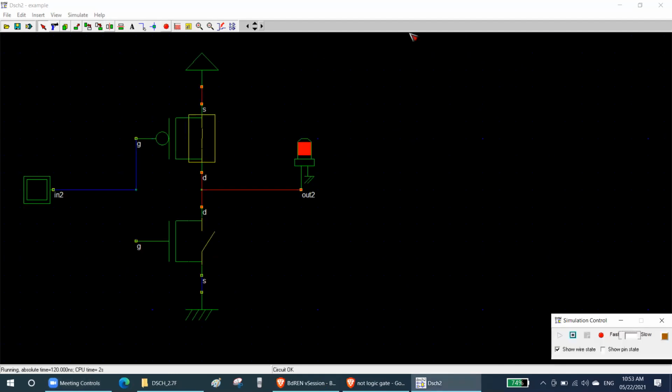So if I give 0, here I have given 0, right? So this 0 will go to the gate of this. This 0 will also go to the gate of this. For 0, is PMOS on or off? On. So that's why it is connected. For 0, is NMOS off or on? Off. That's why it is open. Can you see that? It is open.